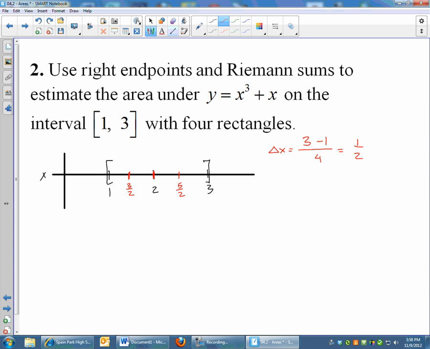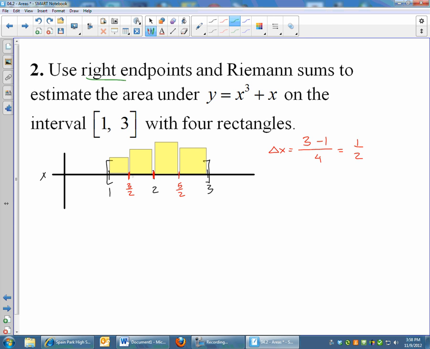And we are using right endpoints. So I'm going to use 4 rectangles. My rectangles are going to go up like this. My first one is going to be from 1 to 3/2. My next one is going to be from 3/2 to 2. My next one is going to be from 2 to 5/2. And my next one is going to be from 5/2 to 3.